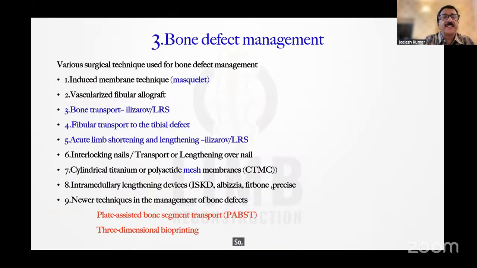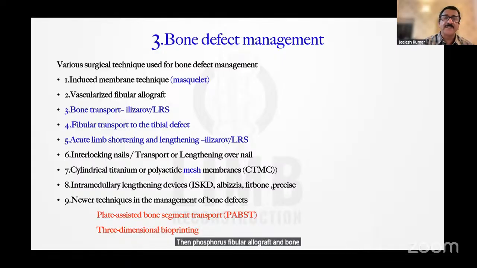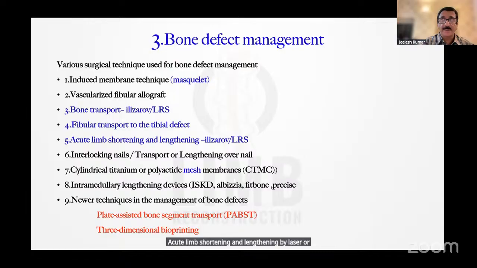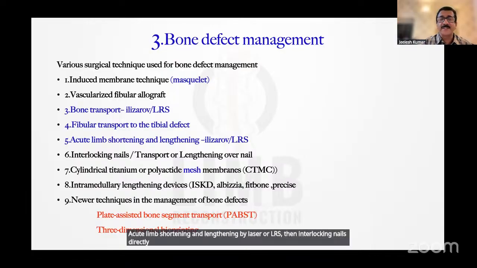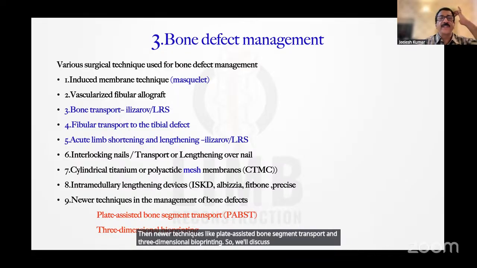So coming to bone defect management, there are various surgical techniques as described. One is the induced membrane technique, otherwise known as Masquelet. Then vascularized fibular allograft and bone transport with Ilizarov or LRS. Then fibular transport to the tibial defect. Acute limb shortening and lengthening by Ilizarov or LRS. Then interlocking nails directly, or you can use transport or lengthening over nail. Then you have the cage or mesh. Then intramedullary lengthening devices, an example is the PRECICE nail. Then newer techniques like plate assisted bone segment transport and 3-dimensional bioprinting. So we'll discuss each one separately.